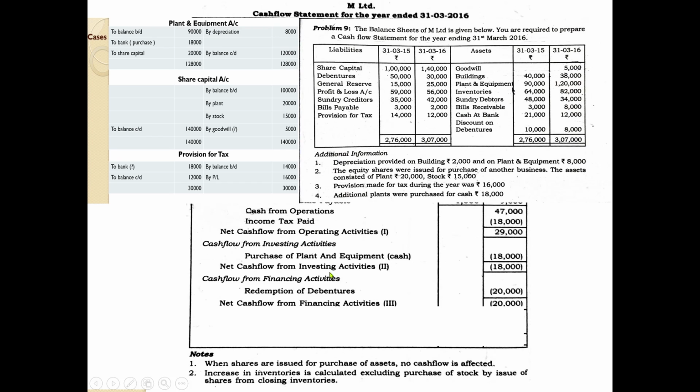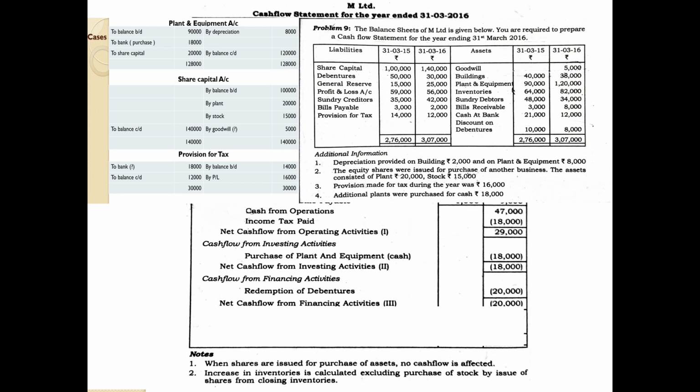After that, cash flow from financing activity. Here, if you go through the share capital account, it is already adjusted, so no other information has to be taken. And the next item is debentures. There is an adjustment regarding that. During the year the debentures were redeemed at a discount of 2,000. Here the opening balance is 50,000, closing balance is 30,000. So the debenture amount is 20,000, and that amount has to be shown. The discount is not adjusted here because it is already adjusted in the case of net cash from operating activity.